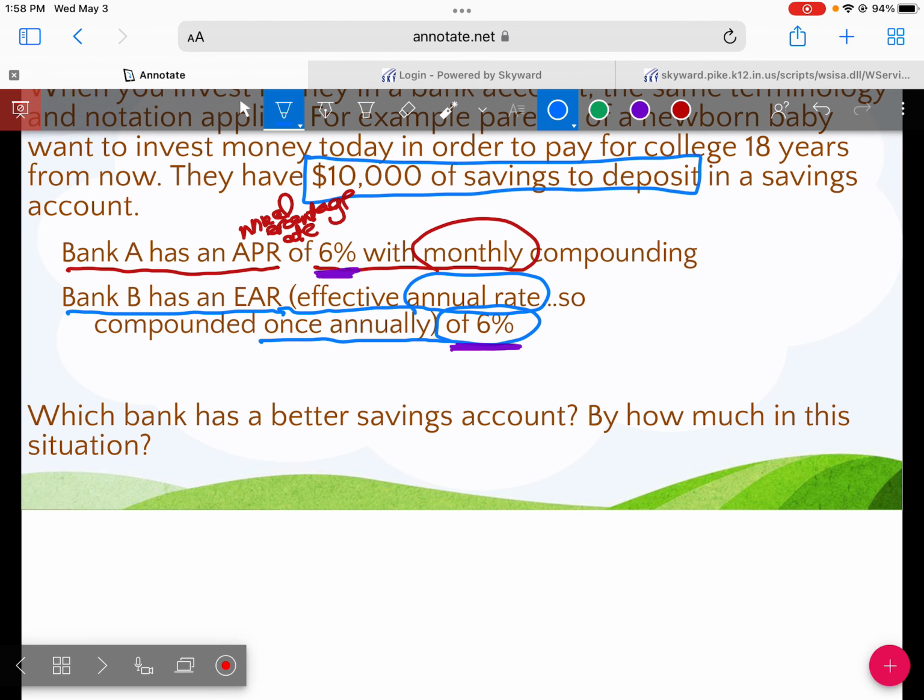So the question is, which bank has a better savings account? Which bank do you think is going to get you the more money? Well, let's see. Bank A and Bank B. I want everybody to vote. Who thinks Bank A is going to make more money? You're all not voting. Or you all think Bank B. How many think Bank B is going to make more money?